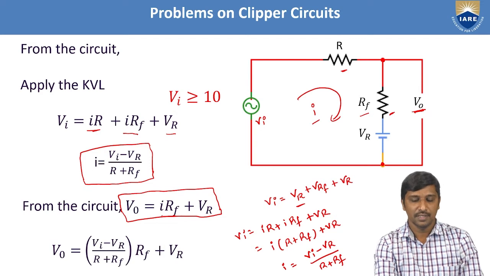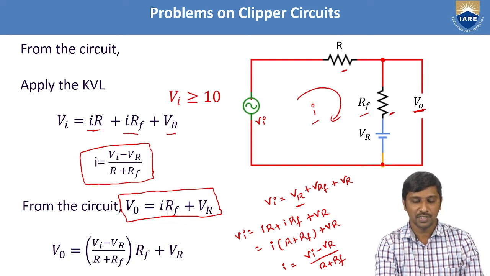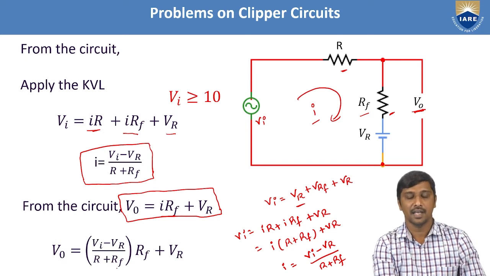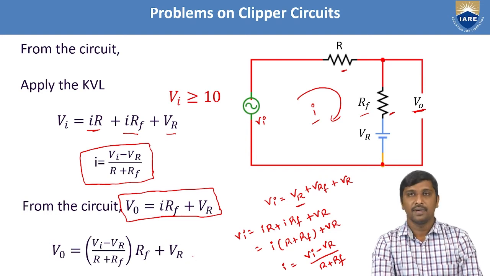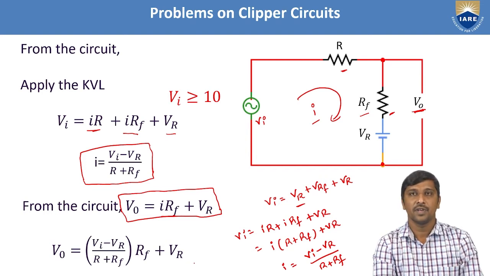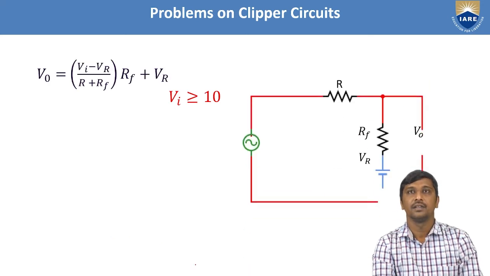So here I substitute this I value. What happens if you substitute the I value? Then V0 becomes (Vi minus VR) divided by (R plus RF), into RF, plus VR. By using this mathematical relation, we are going to calculate the output voltages.